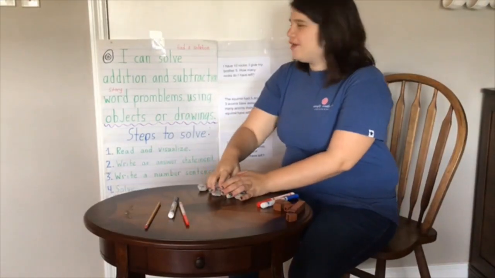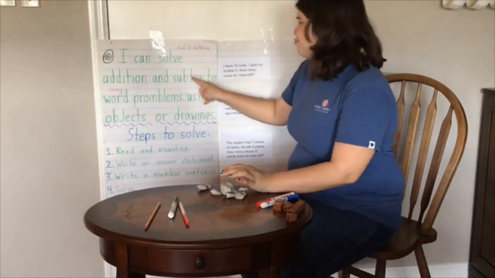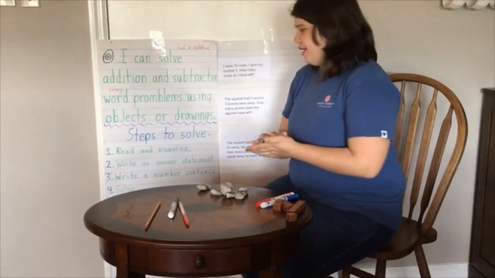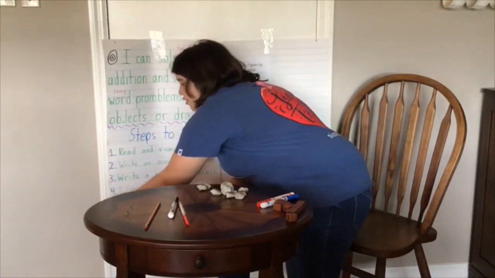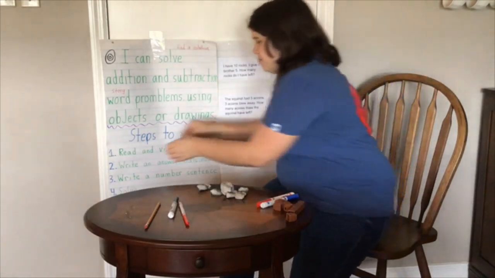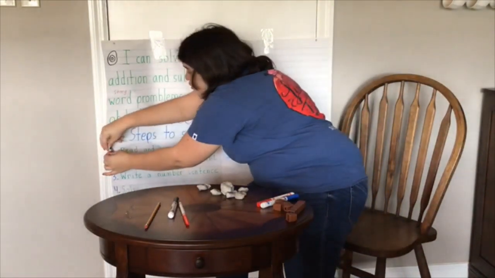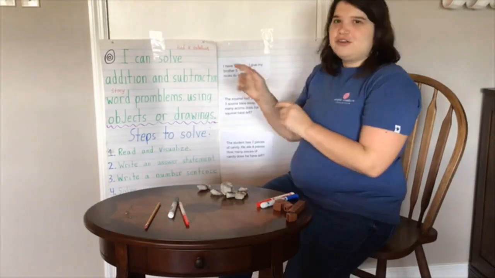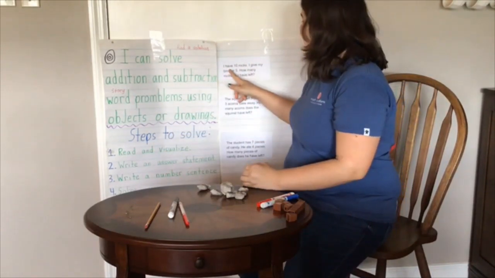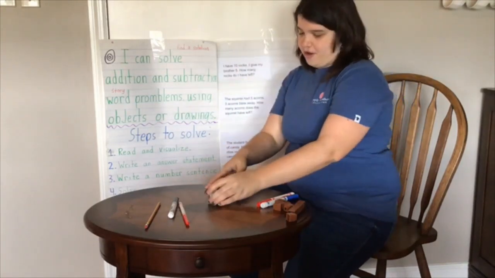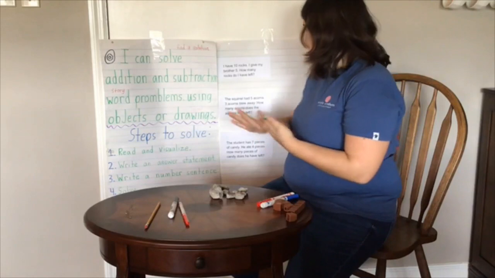Now we are moving on to our subtraction word problem using objects or drawings. And remember, we're going to follow our 4 steps that help us solve the problem. Remember, our first step is to read and visualize. So here's our first problem. I have 10 rocks. So here's all my 10 rocks.